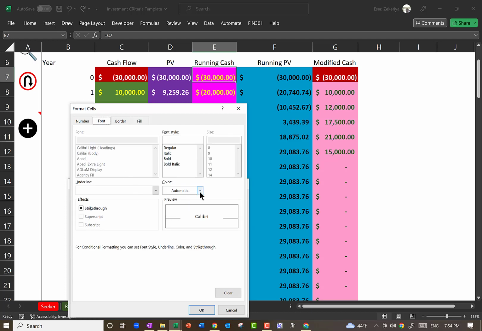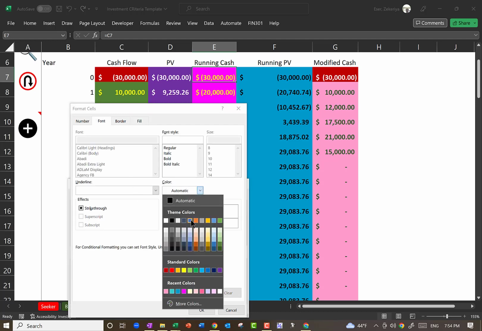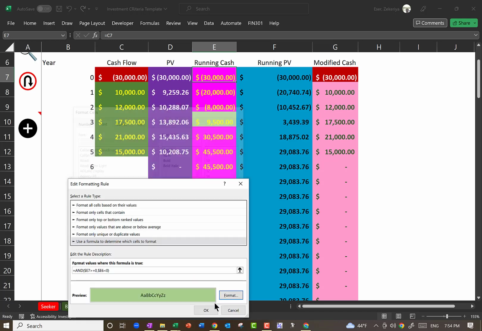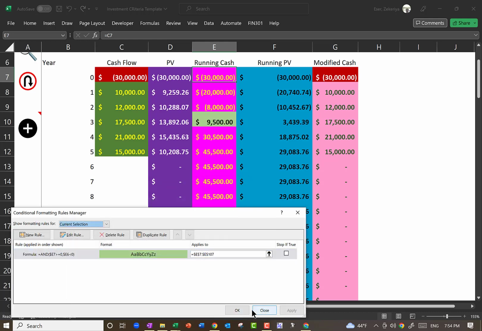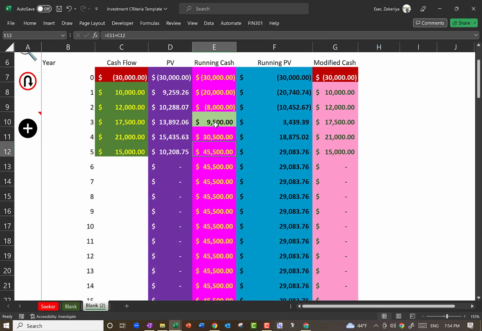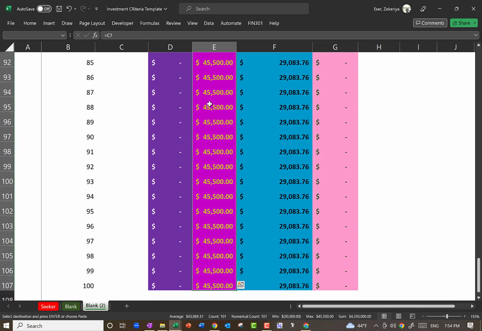Font color, let's make it black. Just make sure it applies to all of them.